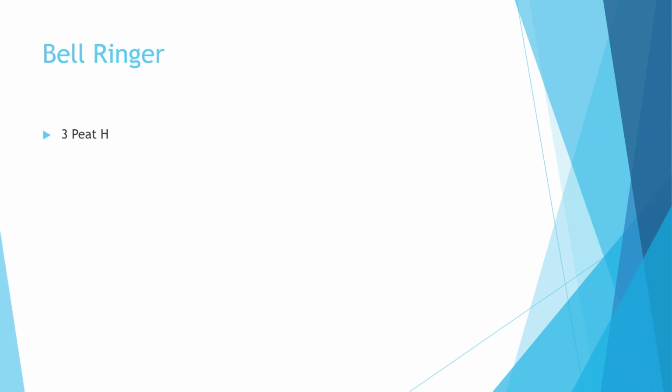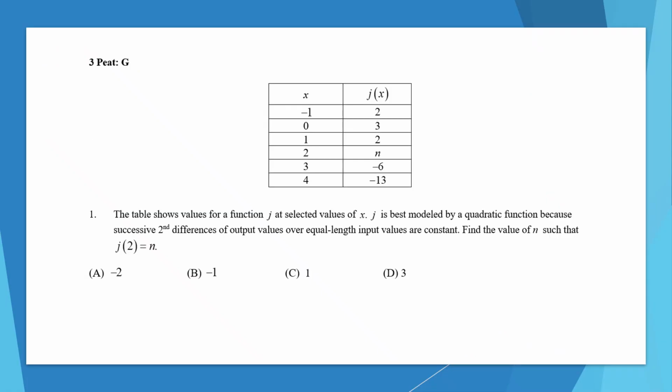So pause the video now if you haven't done the 3-peat G yet, because I am about to go over the answers. So number one, we have that this is a quadratic function because the second differences are the same. Find the value of n that this works. So here we see that this is all spaced one apart, so we don't have to do anything there.